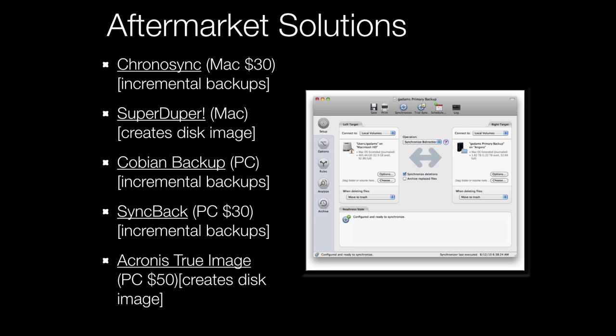SuperDuper is another disk image creator. This is great if your hard drive has died, because you can take one drive, copy it directly to another drive, swap the drives, and your computer still works as if nothing happened. It's also great if you're going to update your computer, to switch out hard drives or something. It's really easy to copy. Copian Backup is an incremental backup tool for PC. It's a lot like ChronoSync for the Mac. SyncBack is also for PC. And True Image is a lot like SuperDuper in that it creates an exact copy of your drive, so you could swap drives if you wanted to.